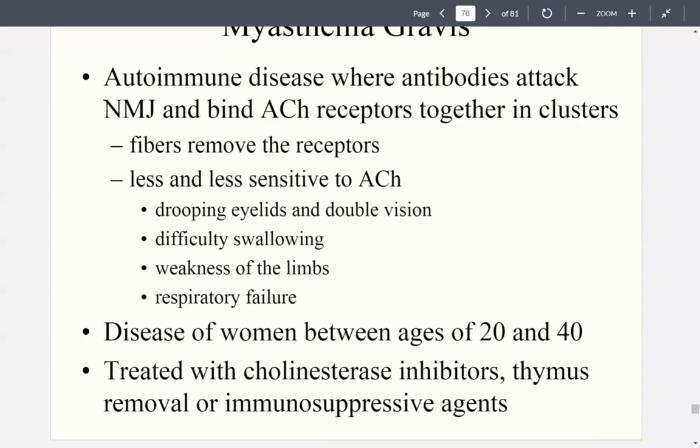How do we treat myasthenia gravis? We typically treat it with cholinesterase inhibitors, so enzyme inhibitors to increase the amount of acetylcholine in the synaptic clefts, increasing the chance that it can bind to a receptor that is still there, and it can continue to bind to the limited receptors that are there. This is not going to fix the problem. This is just going to slow it down.